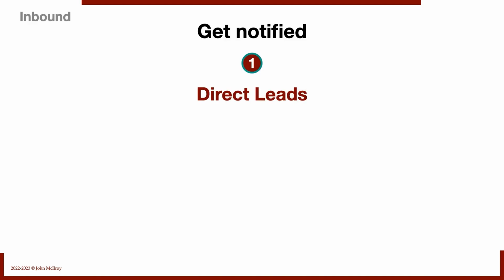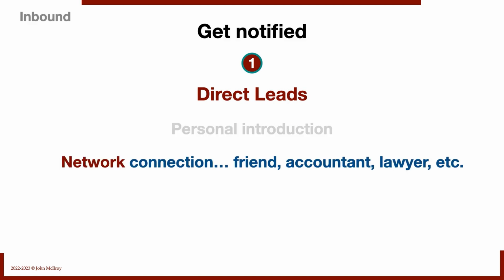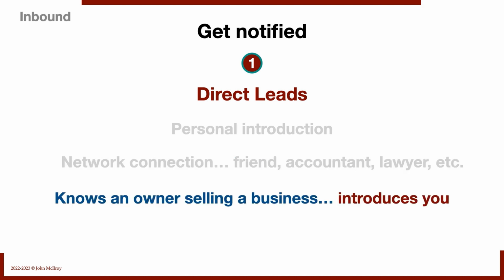Number one is direct leads. That's the personal introduction. It works this way. We have a network connection, either personal or professional, like a friend, an accountant, a lawyer, etc., who knows an owner who's selling a business and then introduces us. What a fantastic way of generating prospects. If you can set these kinds of relationships up, pure gold.